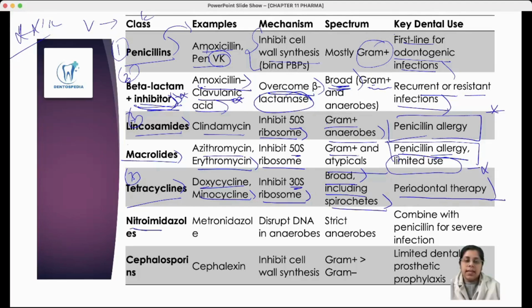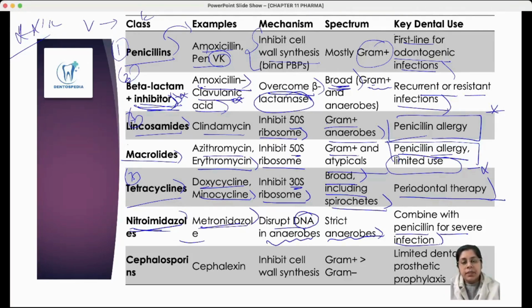Now, the second last is the nitroimidazole. An example is metronidazole, very commonly used. It disrupts the DNA in the anaerobic bacteria, with strict anaerobic action, and is combined with penicillin for severe infection. If you suspect that the infection has anaerobic bacteria, then you need to prescribe metronidazole. For example, in a periapical abscess.